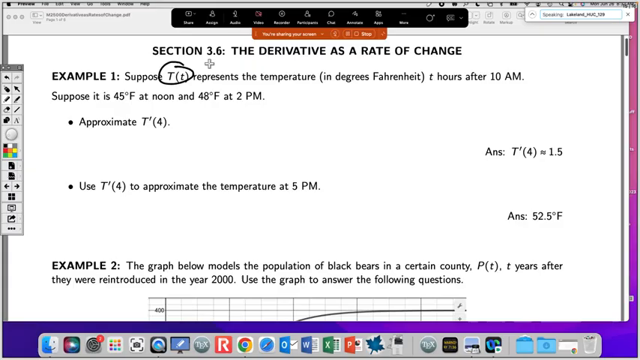So we've got capital T of little t representing the temperature in degrees Fahrenheit, little t hours after 10 a.m. Suppose that it's 45 degrees at noon, 48 degrees at 2 p.m. It asks us to approximate T prime of 4. T prime at 4 would be the slope of the curve at 4, the rate of change of the temperature at 4. We're asked to approximate it because we're not given any formula for the temperature. We're just given 2 temperature points. Follow? So let's look at each of these.